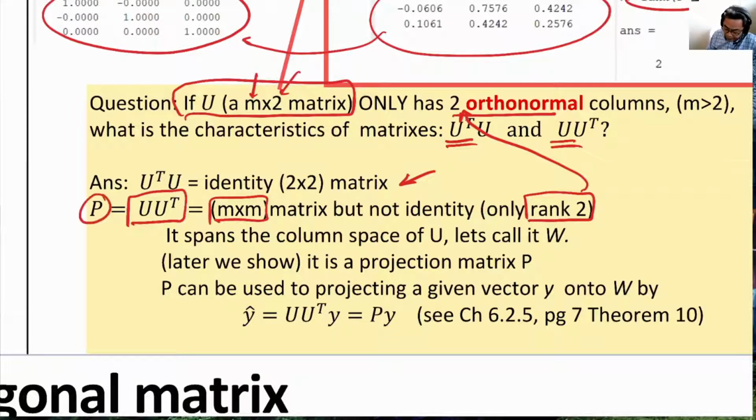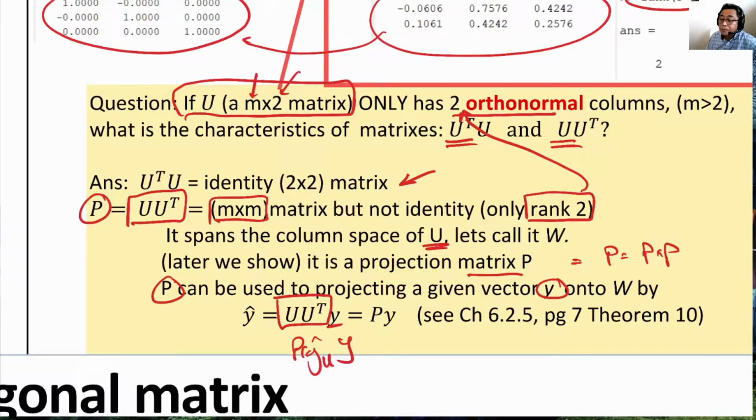This P matrix spans the column space of U, and later on we will show that it is called a projection matrix because P equals P times P, and the P matrix can be used to project a given vector Y into the space of U. Okay, so P times Y will give us Y hat, which is the best approximation of Y in the column space of U. You can see this in chapter 6.2.5.